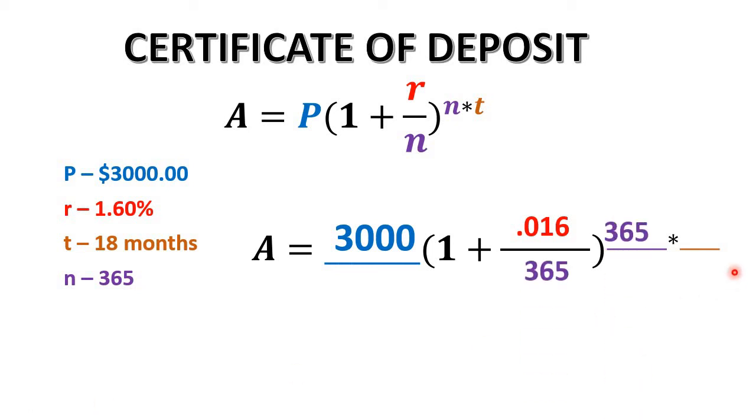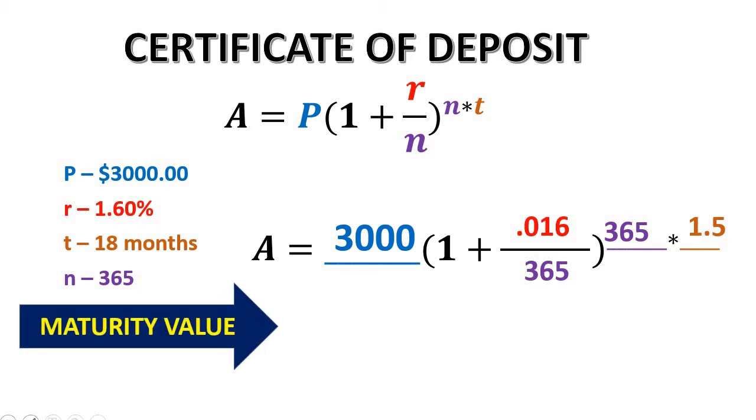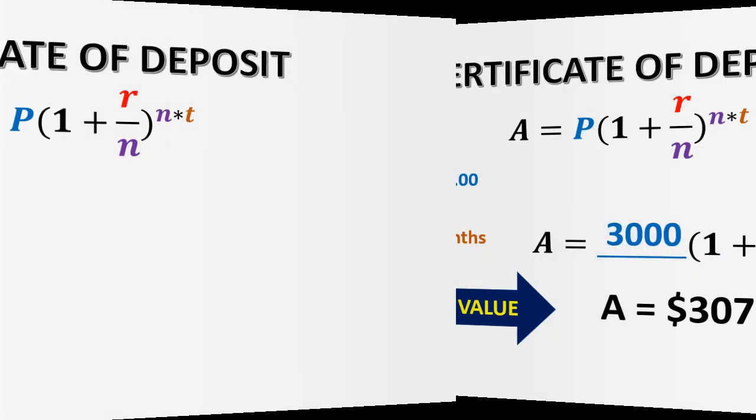What value is going in here for the denominator and this exponent, our N value? Great, 365. Now here's the important one. What number are we putting in here for T? Awesome, the 1.5 that we had just figured out previously. Excellent, so now we have the formula set up. Now we can do the math, get the maturity value. So on this certificate of deposit, what is my maturity value when the 18 months is up? Excellent, $3,072.87. Beautiful.